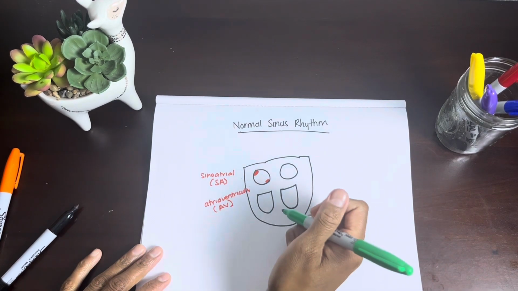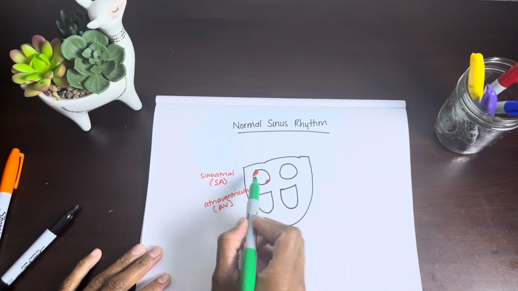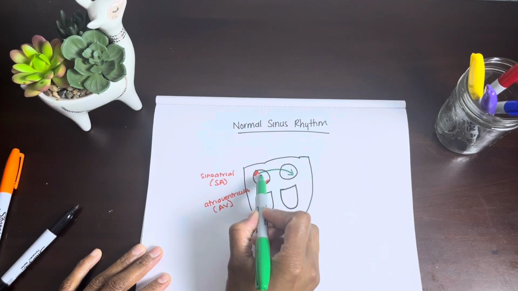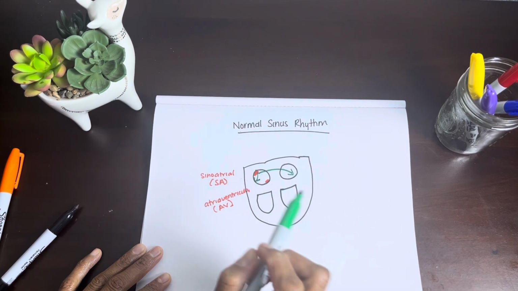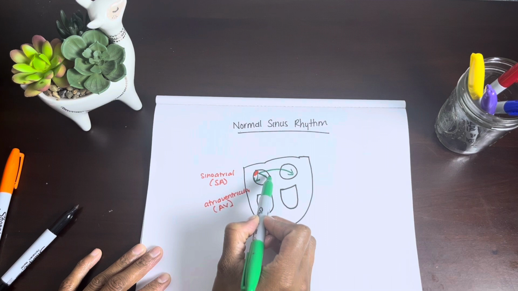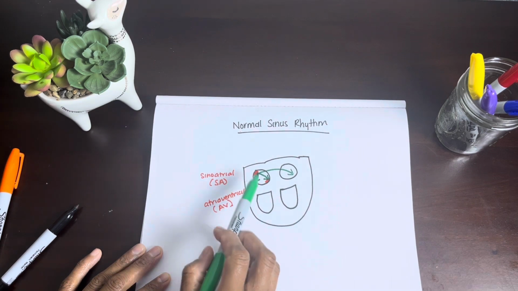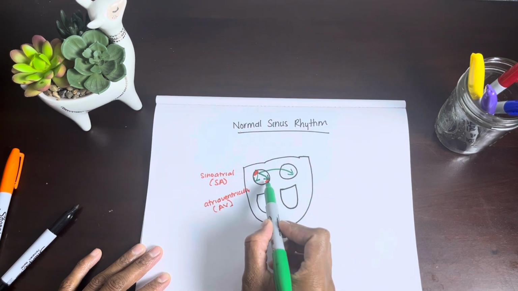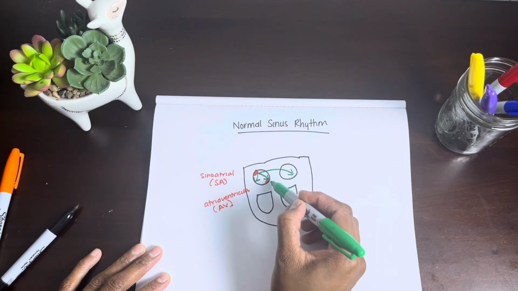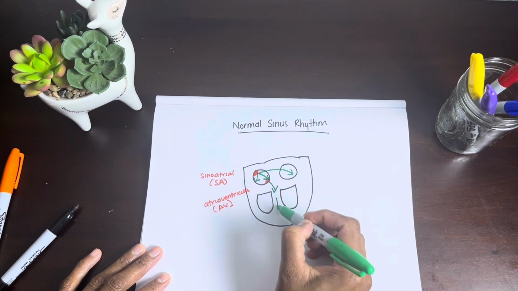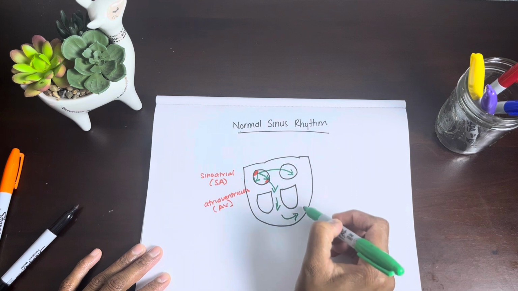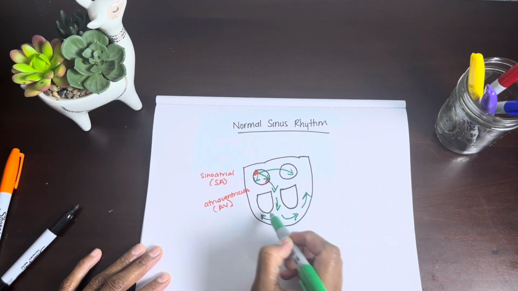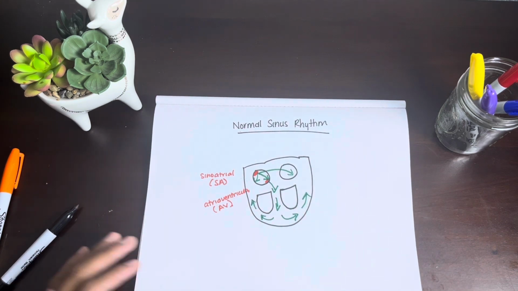In normal conduction, the SA node is going to generate an impulse that will hit both atria, both walls of the atria, but also hit the atrioventricular node. From there, the impulse will move through the heart, through the atrioventricular node, down the conduction pathway through the heart, where it gets to the muscles of the ventricles to stimulate contraction.